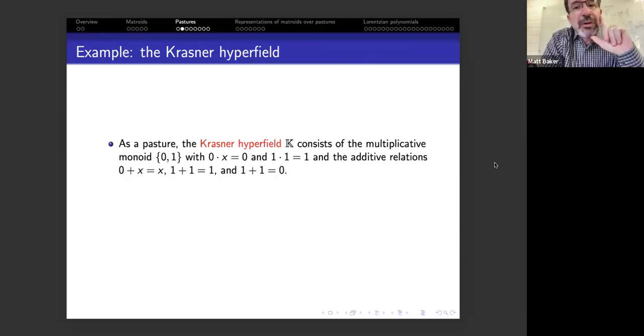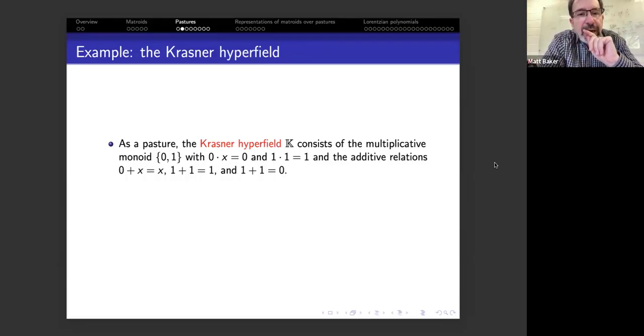So the Krasner hyperfield consists of 0 and 1. So the group is like the trivial group here, just the element 1 with multiplication. Now you add on an element 0. And what are the additive relations? That's the interesting thing. So 0 plus x equals x for all x. That's a general axiom for pastures. But crucially, we have 1 plus 1 is 1, and 1 plus 1 is 0.